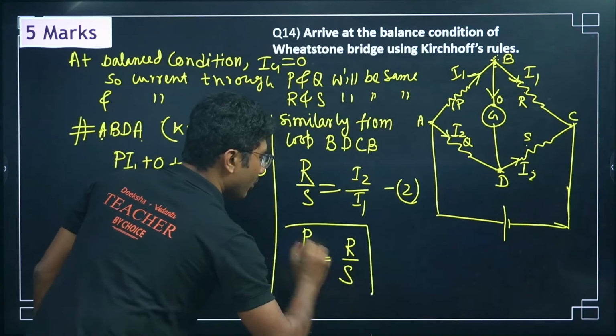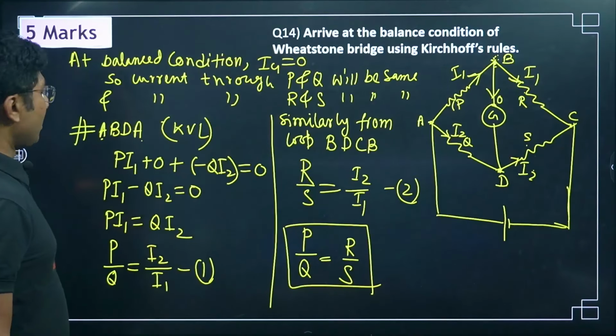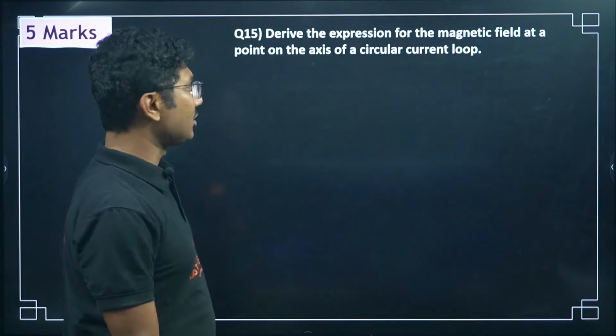Very simple, easy derivation. This is the easiest of all the derivations, and if you practice it, you can do it easily. Next: derive the expression for magnetic field at a point on the axis of a circular current loop.